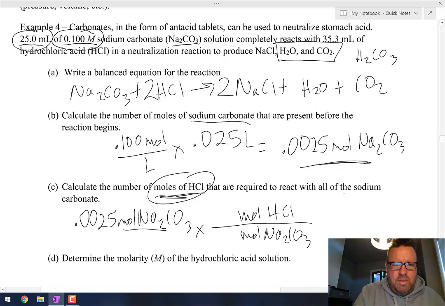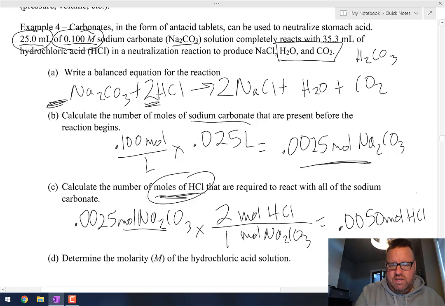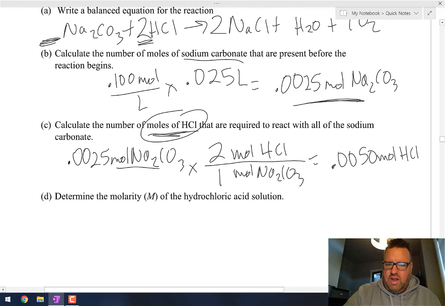And now I go to my balanced equation. 1 mole of Na2CO3 right here is going to react with 2 moles of HCl right here. And we get 0.0050 moles of HCl. Okay, and that is all you got to do on part C.